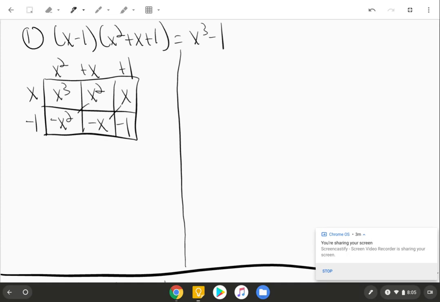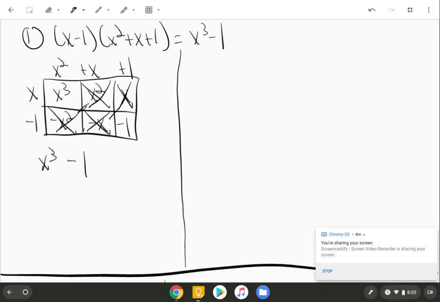And if we write this out, we're going to have x cubed. For this first diagonal here, we have x squared plus negative x squared. Those are actually going to cancel each other out. And the same thing happens in the other diagonal. X and negative x cancel each other out. So we're left with x cubed minus 1.